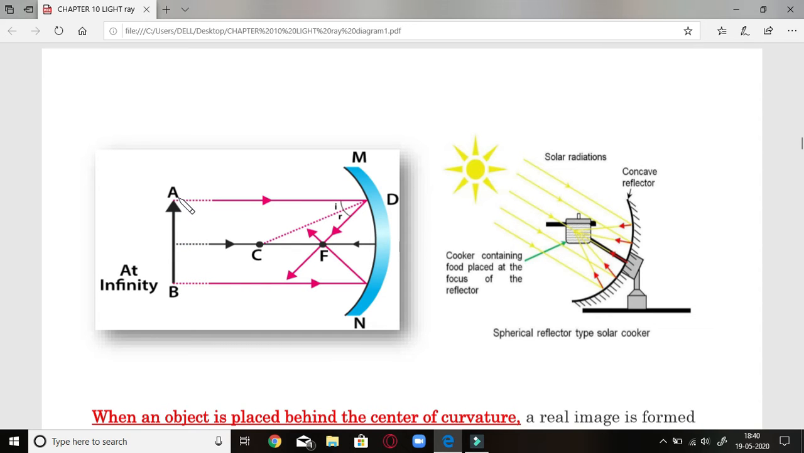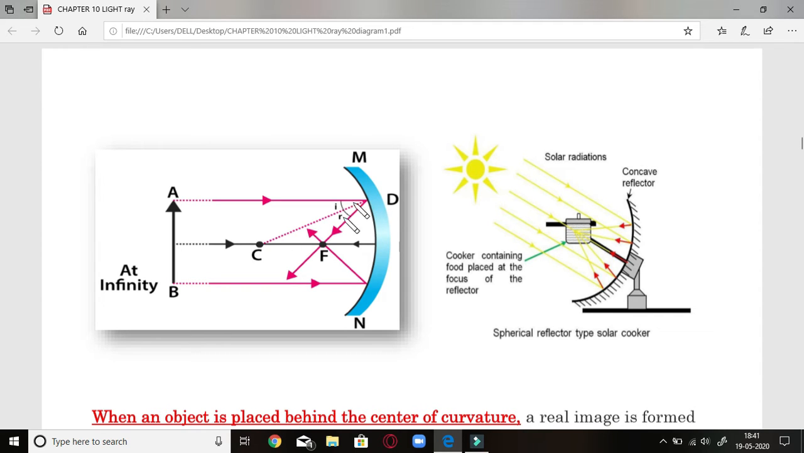Now only two rays we have selected here. One is going up parallel, another is going down parallel to the principal axis. Once it strikes the mirror, this will pass through the focus, but certainly you will pass this at a right angle from the center of curvature, because you know that the center of curvature is at 90 degrees. That is the normal in the case of a spherical mirror.